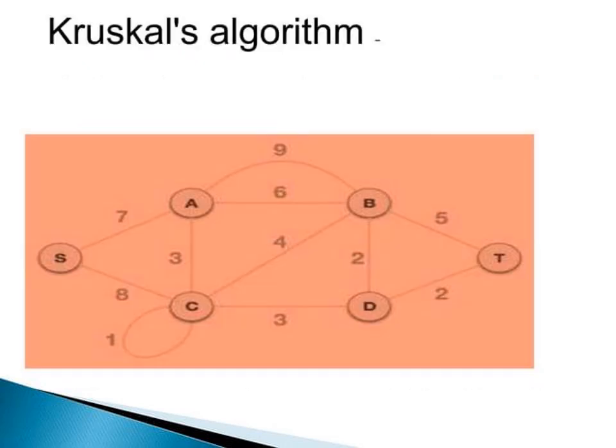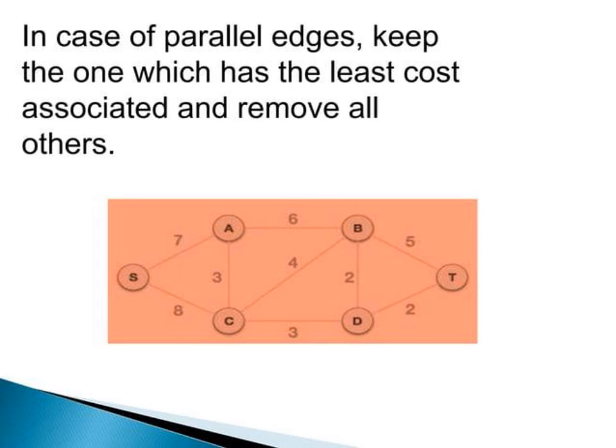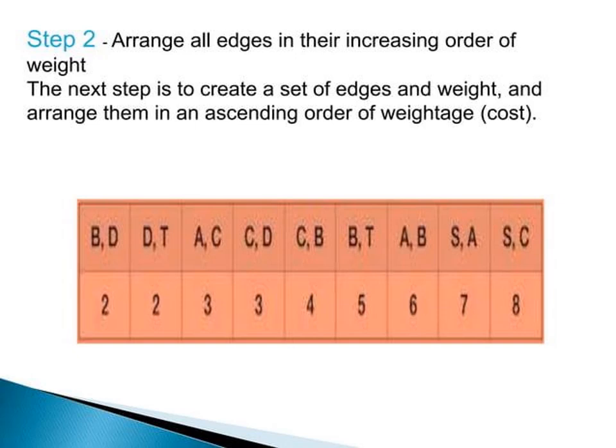Consider this example for Kruskal's algorithm. Here also, first we remove the loops and parallel edges from the given graph. Here A to B is 9 and C to C is 1. In the case of parallel edges, keep the one which has the least cost and remove all the others. Then arrange all the edges in increasing order of weight.